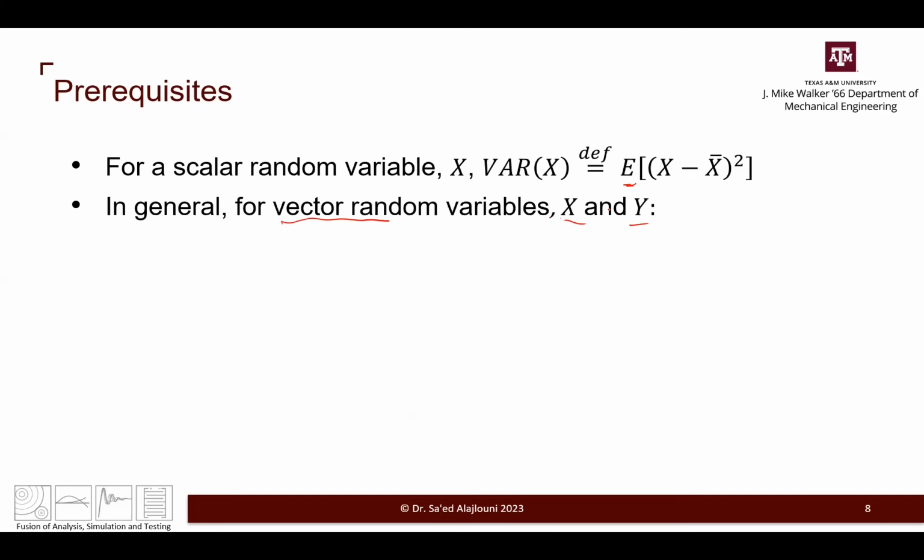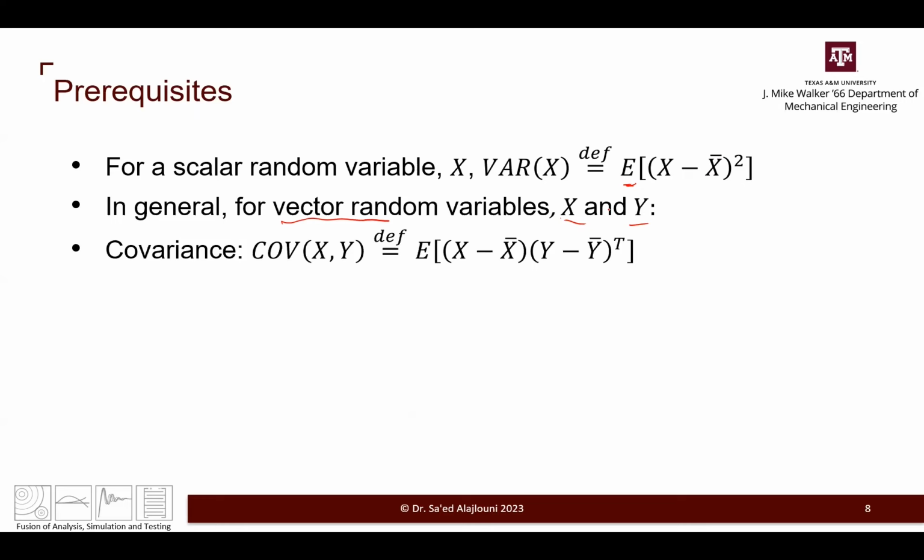In general now, let's talk about vector random variables x and y. If we have a vector random variable, here we have 2 of them, x and y, then we will define something called the covariance matrix, and it's defined as the expected value of (x minus x bar)(y minus y bar) transpose.